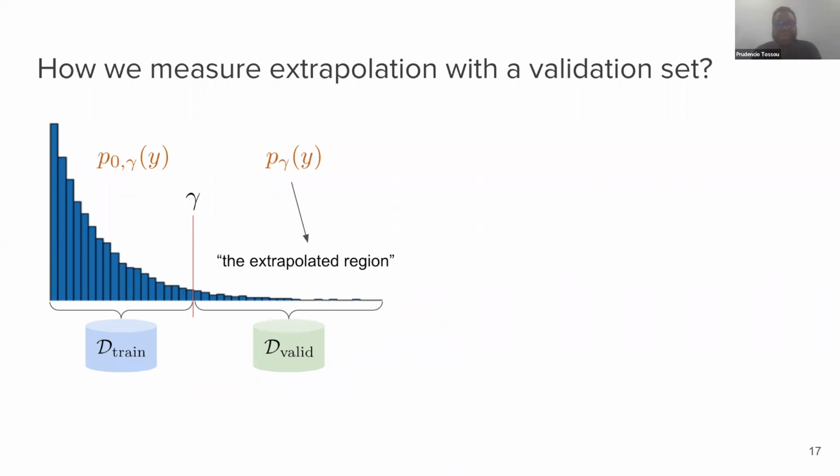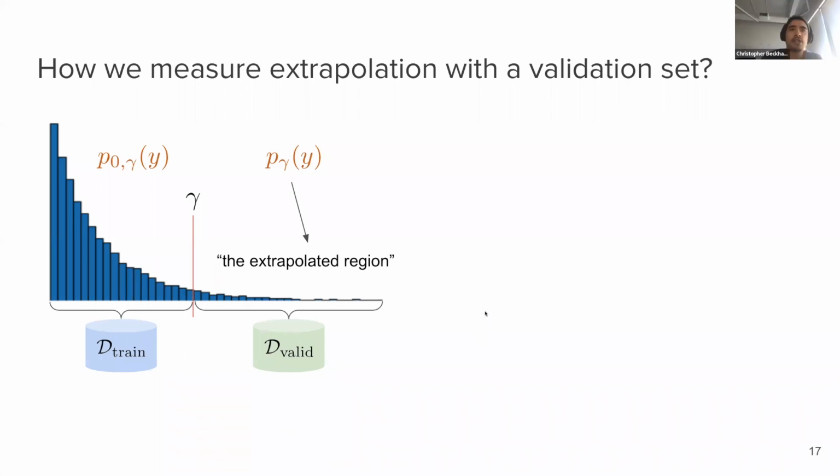Any more questions? I think there was a question by Harry in the chat. Oh yeah. Should we consider X when we define the extrapolated region? Ideally, both X and Y should be different from the majority of samples in the training set.